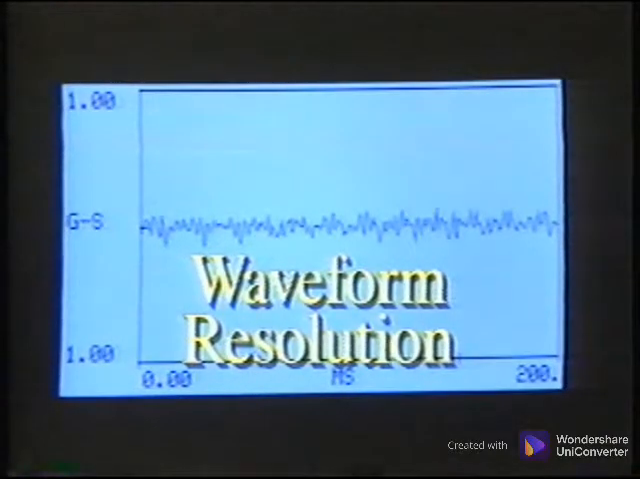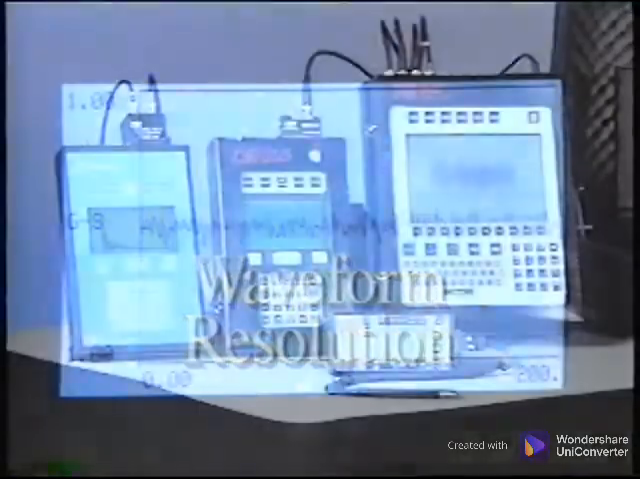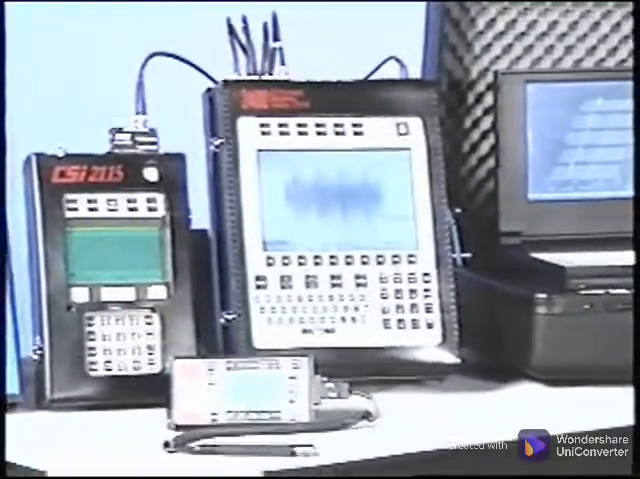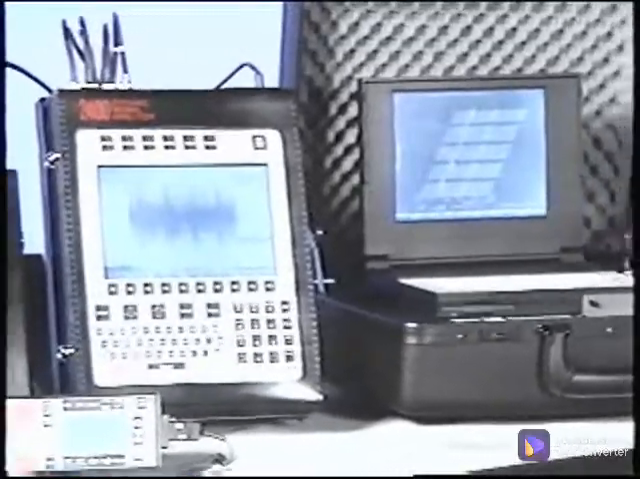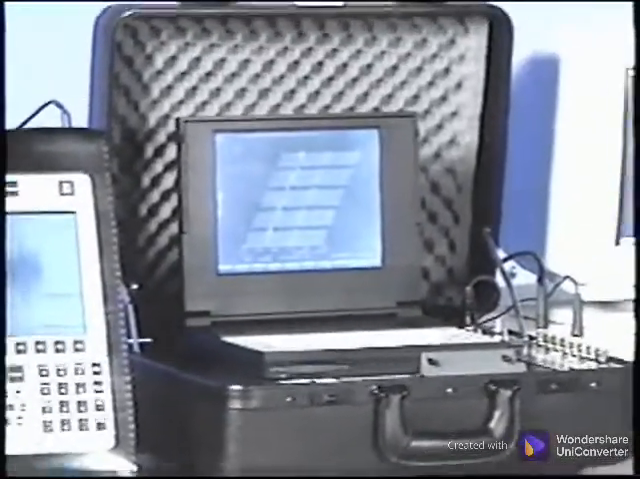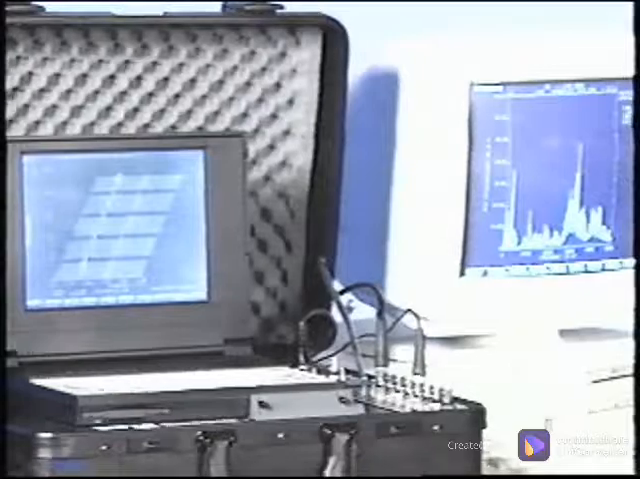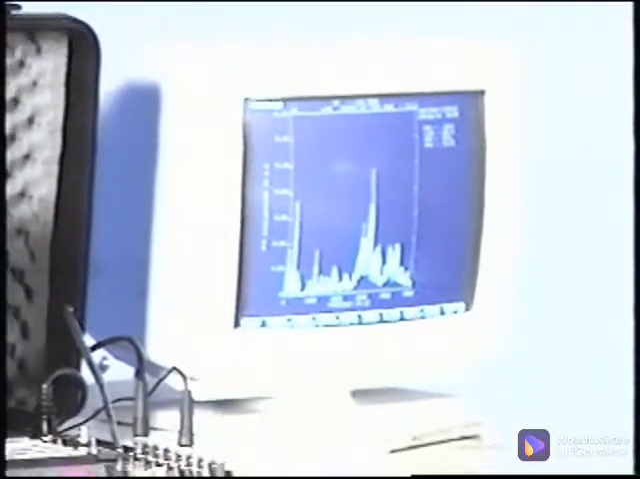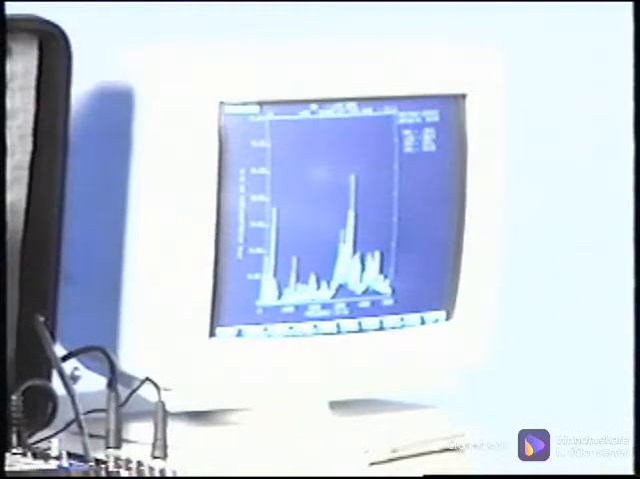The number of sample points is typically referred to as the waveform resolution. Some analyzers store a maximum of 1,024 points, while some have the capability to store more than 16,000 points for a waveform. For most routine analysis, 1,024 points provide the information needed to make an accurate diagnosis.